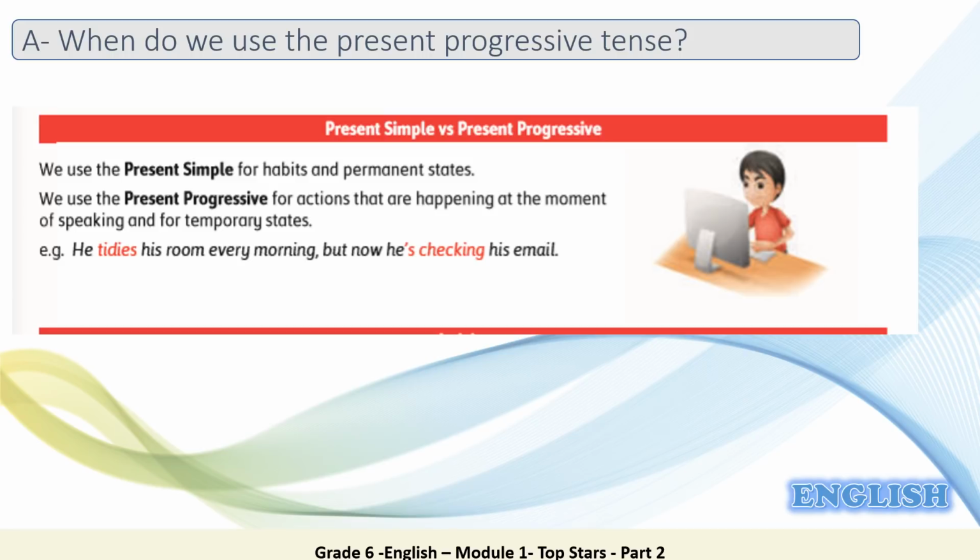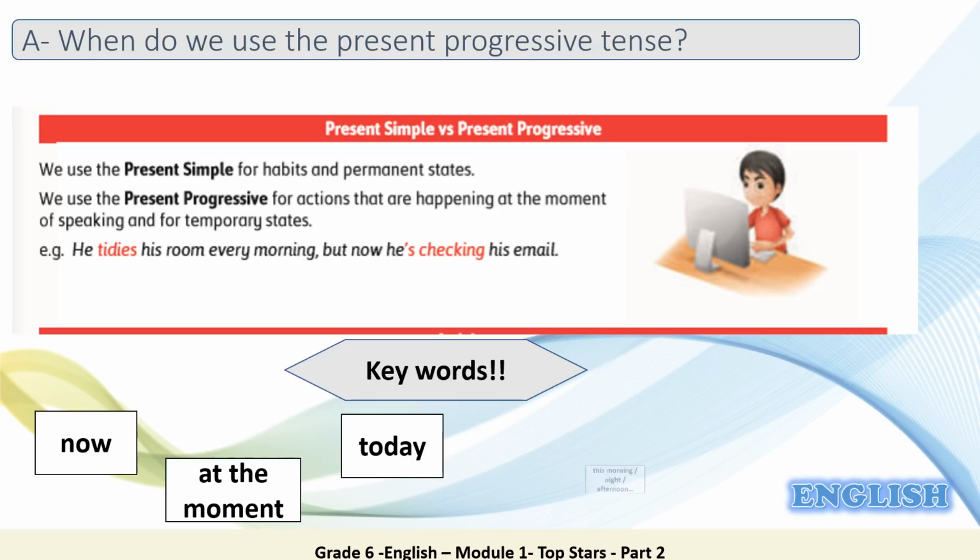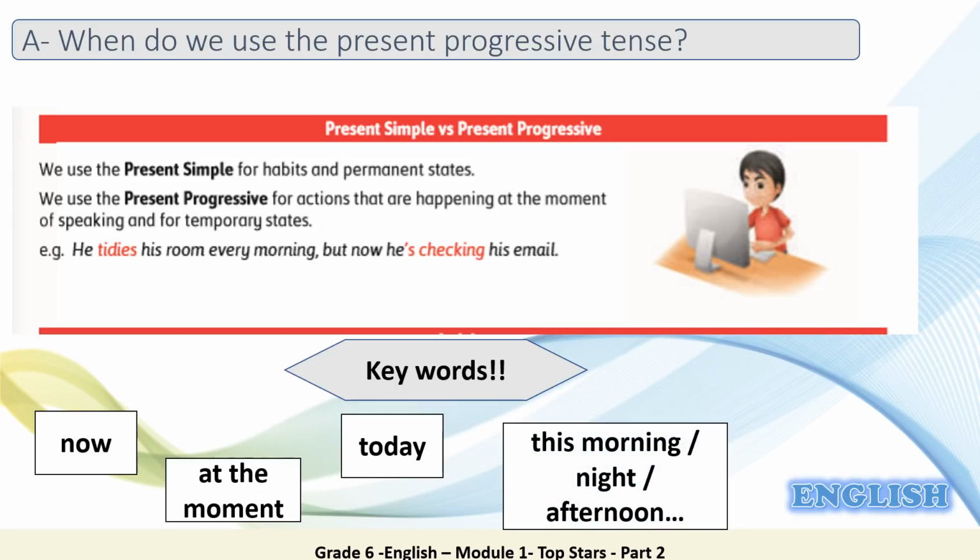Now, how do we know when to use the present progressive? That's right, from the keywords. Very good. We all know the keywords for the present simple. For example, sometimes, always, usually, and so on. But what about the present progressive keywords? You guys are amazing. Very good. We have now, at the moment, today, this morning, this night, this afternoon, and so on.